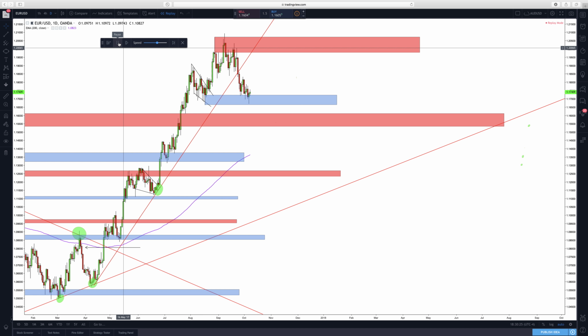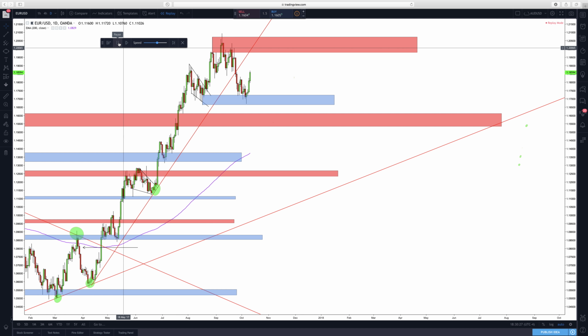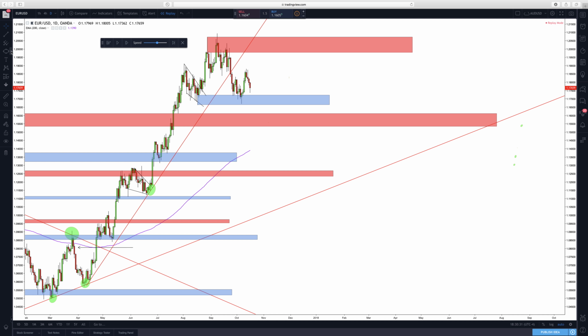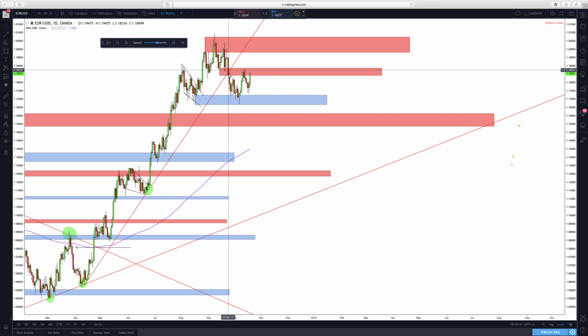So you can see price is respecting that support zone, bounced off of it, came right back up again. Now you can see on a minor level, we have a little resistance zone right there as well. You can see price was respecting it around this area when it came down.